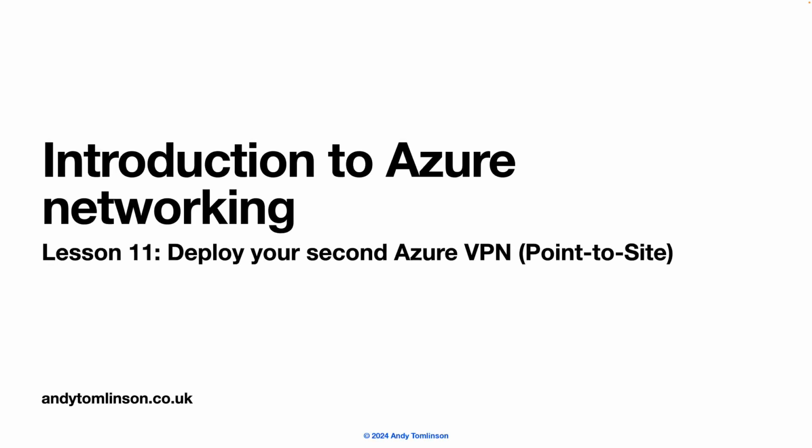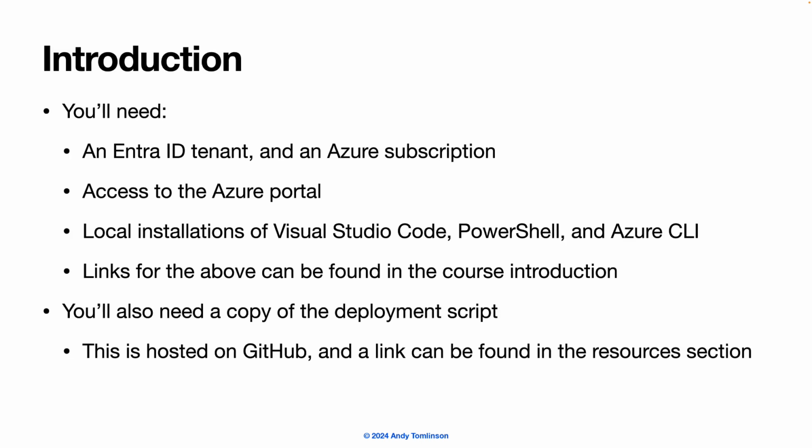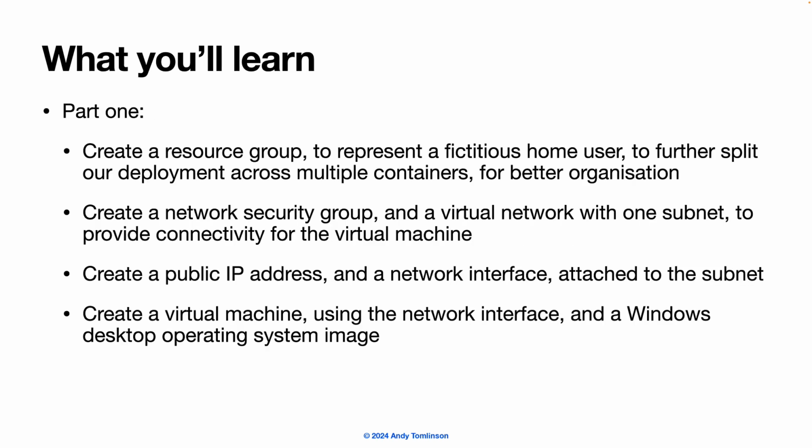This is Introduction to Azure Networking, and this is Lesson 11, where you'll deploy your second Azure VPN, this time using point-to-site. By way of introduction, just a quick recap that links to the prerequisites for the course can be found in the Introduction section, and links to the deployment scripts, which are hosted on GitHub, can be found in the Resources section. This lesson comprises two parts.